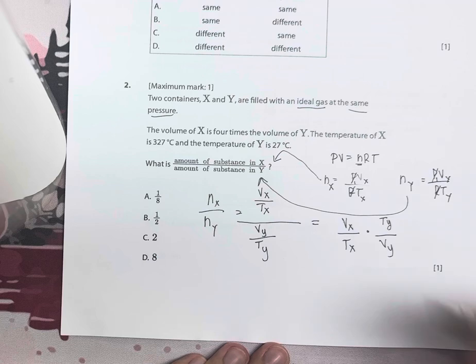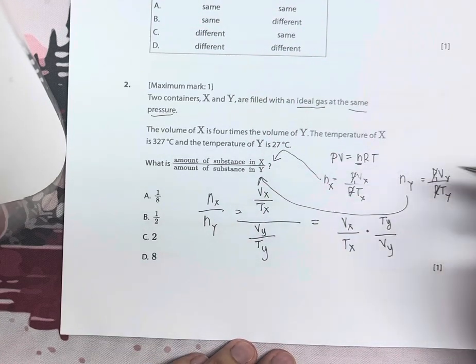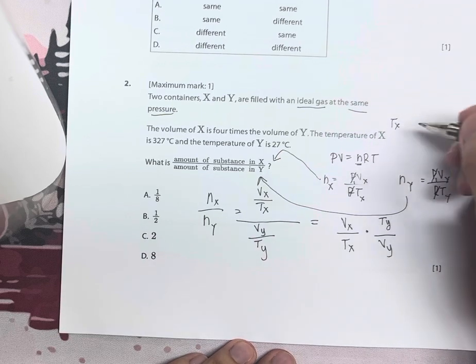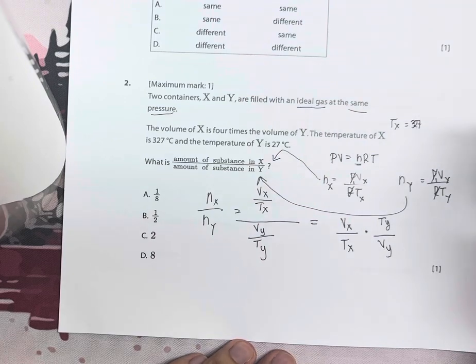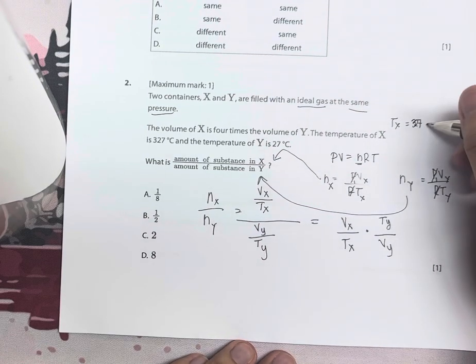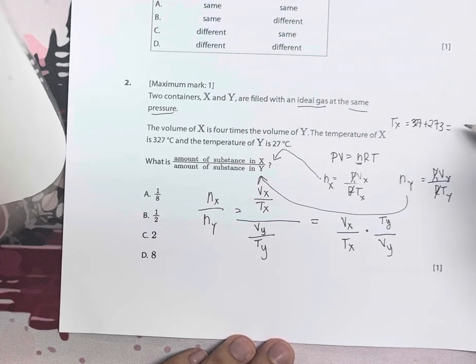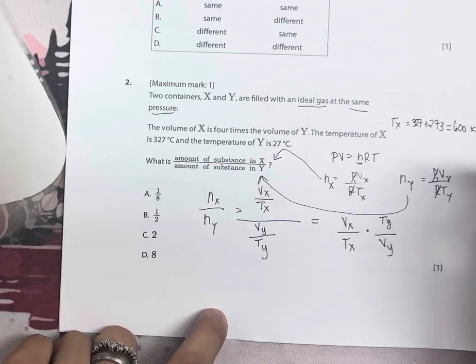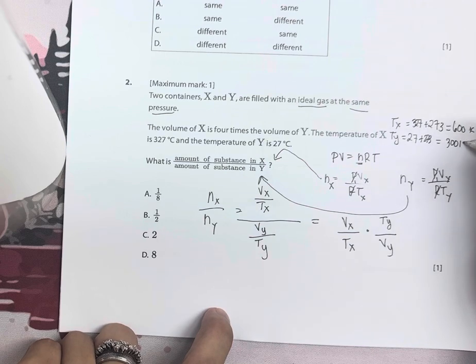Now, what do I input for the values? Well, now we can consider the temperatures provided to us. Tx is given to be 327. We will convert this to Kelvin because the given is in Celsius, by adding 273, and that should give me 600 Kelvin. Then I would do the same for Ty. The given is 27 degrees. I add 273. That should give me 300 Kelvin.